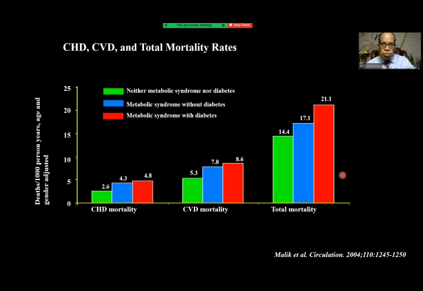Now, if you have a metabolic syndrome, even without diabetes, you can see the CHD mortality is increased. The green one is the normal without metabolic syndrome or diabetes. The blue one is metabolic syndrome without diabetes. The CVD mortality is also increased compared to a normal individual, and the total mortality is also increased. But if you have a metabolic syndrome with diabetes also, the CHD mortality is increased further, the CVD mortality is increased further, and the total mortality is also increased.